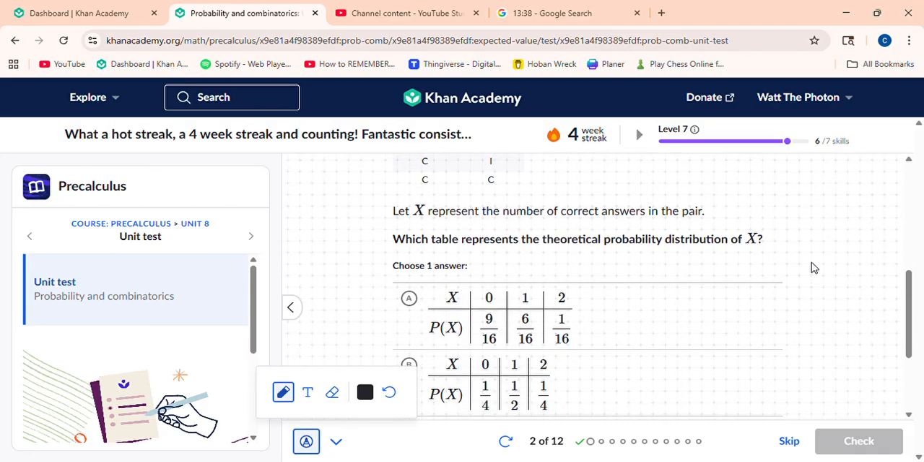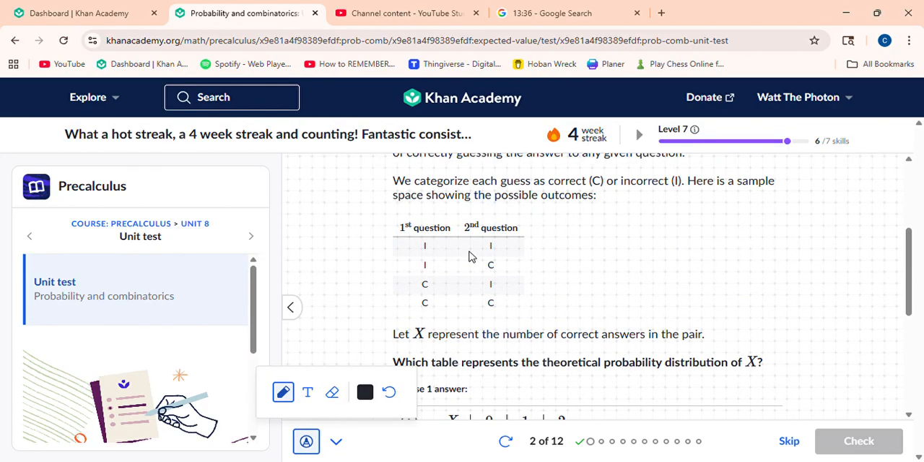Question 1 and question 2. C is correct, I is incorrect. Correct. 0.01, it's 12.5%. So 1/8, 1/4, oh wait, it's more than that. Oh, that's ugly. I was hoping it'd just be simple. It's not though. These 2 probabilities are the same.